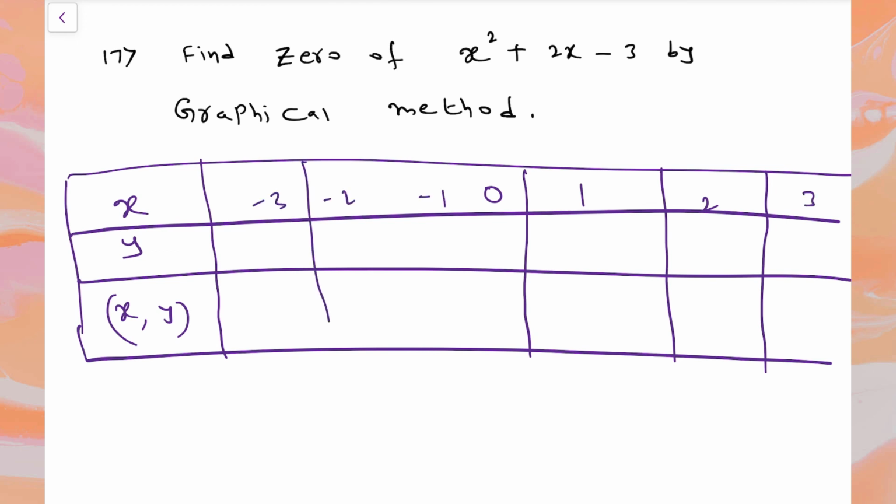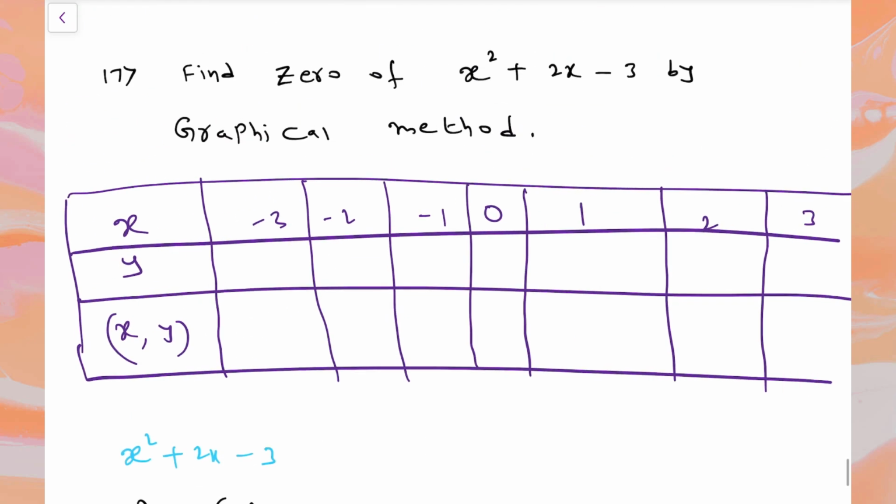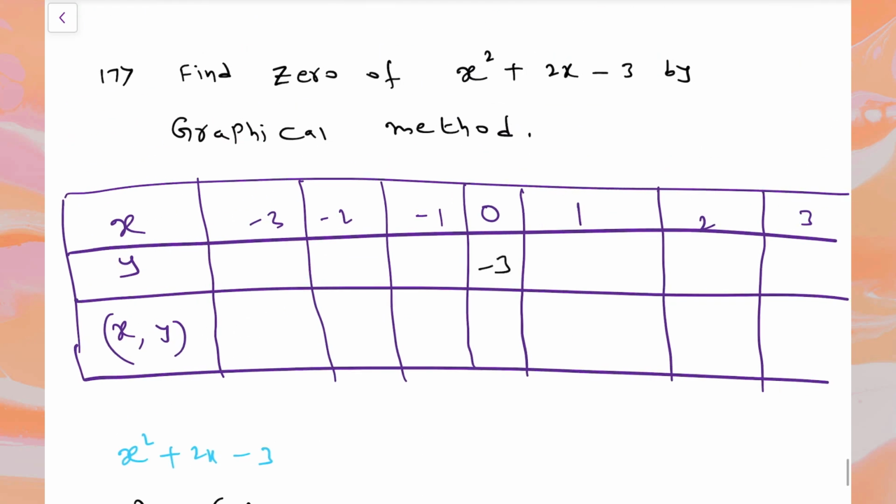Okay, these are the numbers which I am going to substitute one by one in the given question: 0, 1, 2, 3, then minus 1, minus 2, minus 3. The question is x square plus 2x minus 3. First I am substituting 0. 0 square plus 2 into 0 minus 3. 0 power anything is 0, 0 into anything is 0, minus 3. So if I remove the zeros, I will remain with minus 3. So when I substituted 0, I got the answer minus 3.